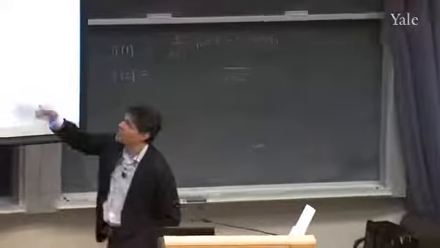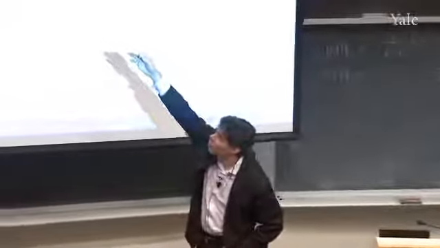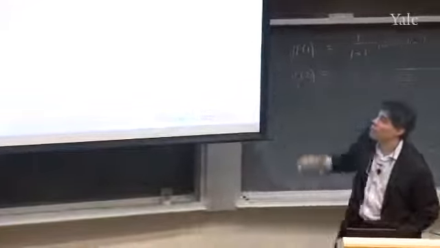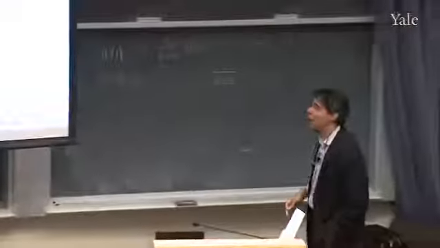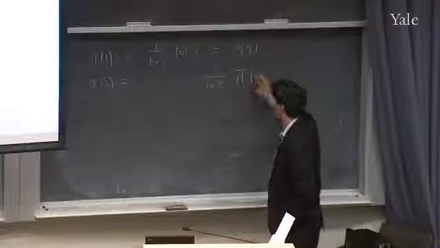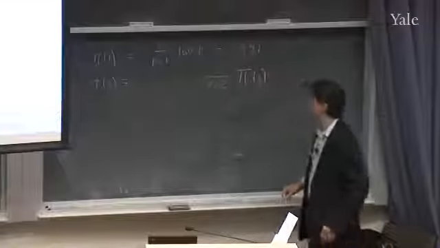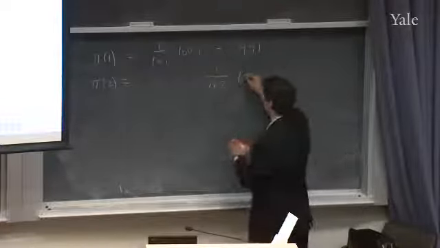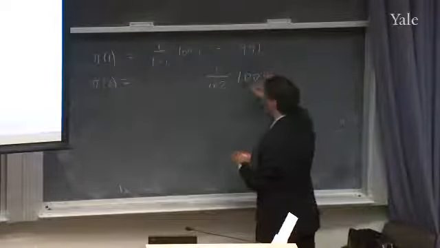Why is that? Because we're talking about year 2 now. In year 2, the 2-year bond pays 102. If you get 1/102 of those, you got $1 in year 2. So that's pi of 2, which happens to be 100.2. That's how much that costs.